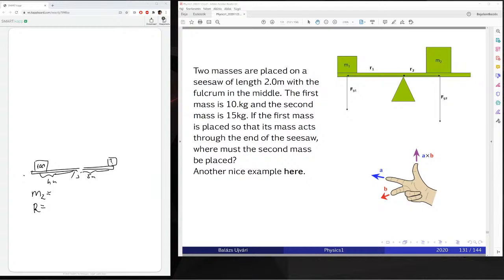All right, can you send me the results? Yes. And R is? And the reaction force?